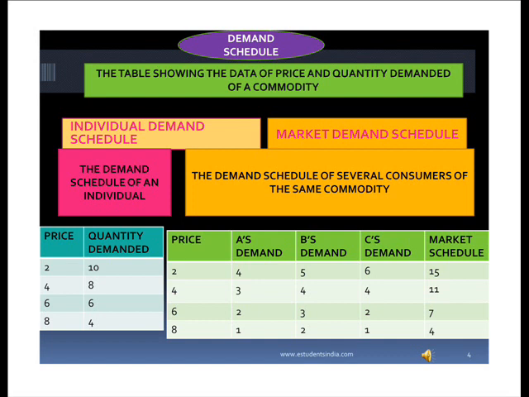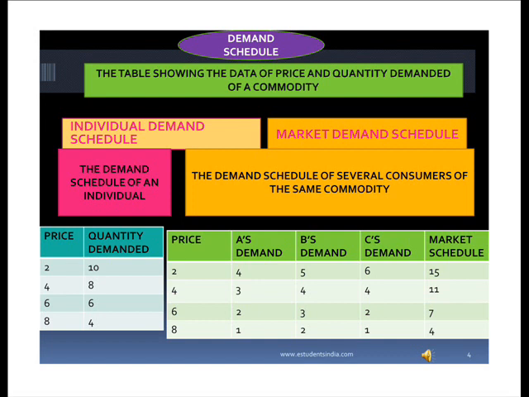We can add up the various quantities demanded by the number of consumers in the market. Then we get the market demand schedule. The demand schedule of several consumers of the same commodity: when the price is 2, A's demand is 4, B's demand is 5, C's demand is 6, and the market demand is 4 plus 5 plus 6, 15.